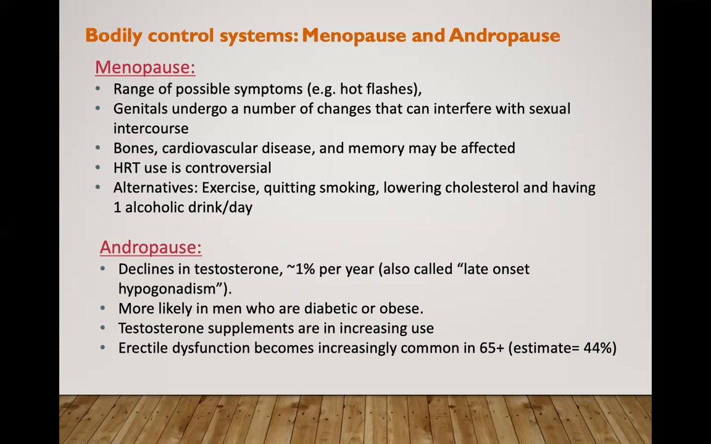Andropause is when there is a change in the male hormone of testosterone. There's a decline of testosterone of about 1% per year, which is also called late onset hypogonadism. Okay, that's a big old mouthful right there. It can happen more likely in men who are diabetic or obese, and we start to see more of an increased use of testosterone supplements to help that.